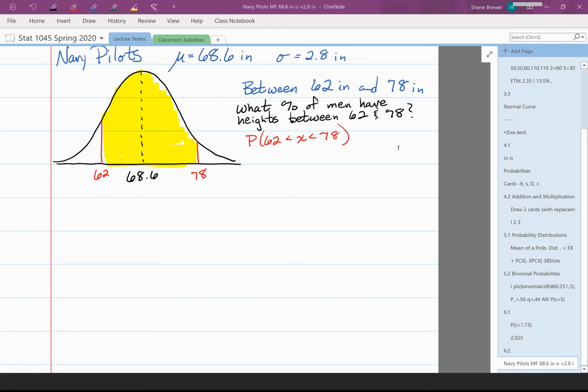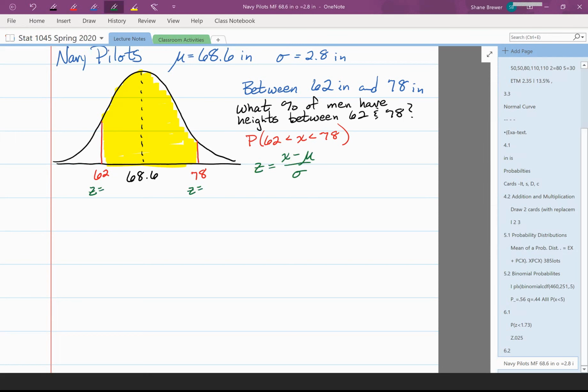All right, so like I said, we have our boundaries, 62 and 78, and we need to find the area between them. But in order to use the tables and our tools, we have to convert them to z-scores. Convert your boundaries to standard normal z-scores, right? That's really easy. We use the same formula: x minus mu over sigma. So you just run each of these two points through.